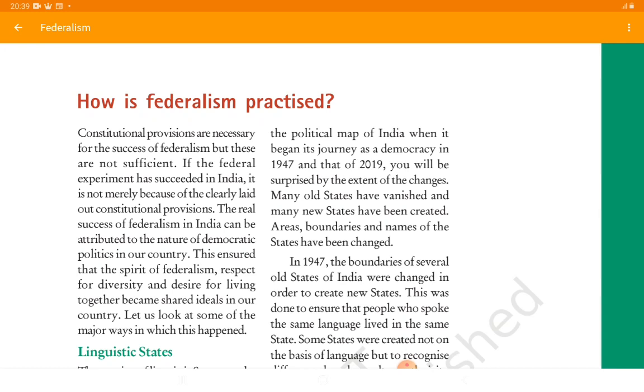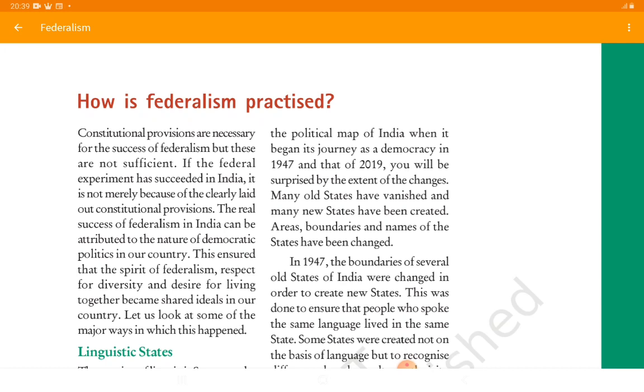It's my third lecture on the chapter Federalism, and today's topic will be how federalism is practiced. Now, this is an important question in itself: how is federalism practiced in a country like India? Constitutional provisions are necessary for the success of federalism, but these are not sufficient. Means if the laws are made, that is good to some extent, but not sufficient.